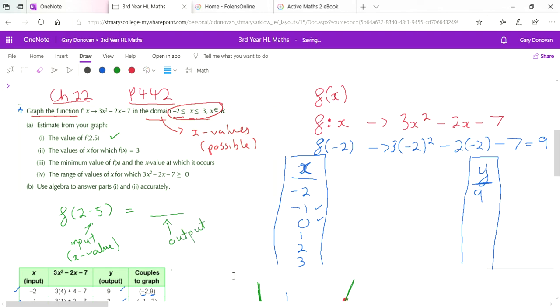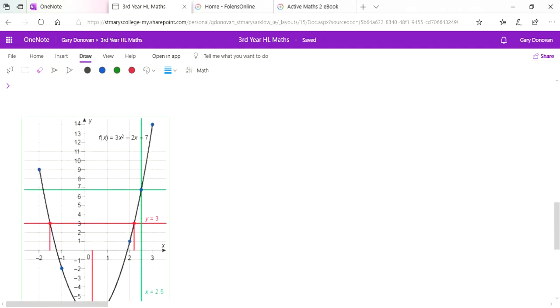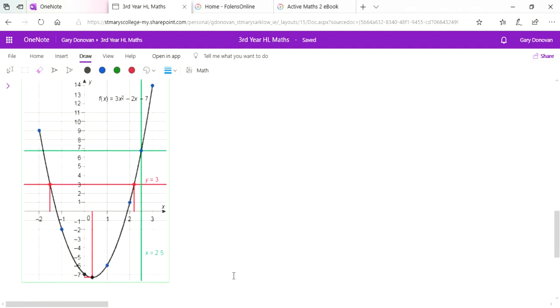What's the y value when the input, the x value, is 2.5? So we go to our graph, we find 2.5, and we say, well, what's the value of y for that? So on our graph, 2.5 would be here. And this green line is done. And then we go up to our line, our curve.